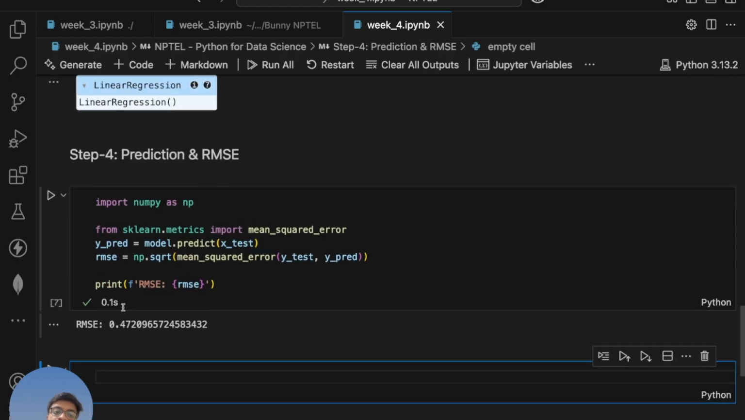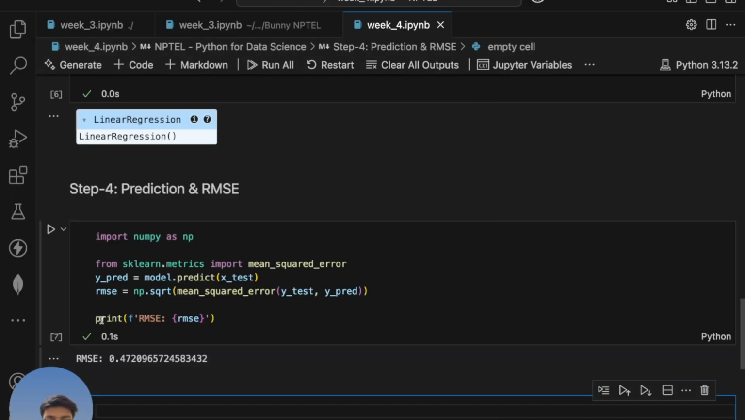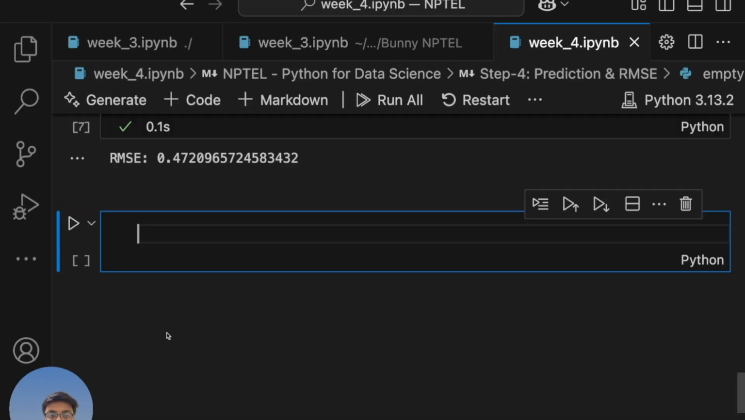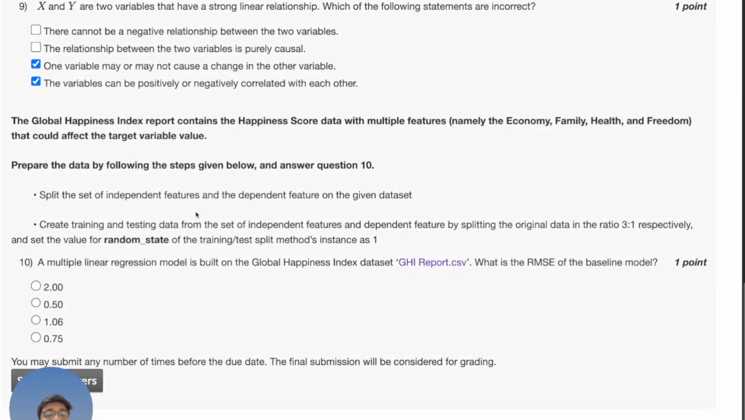This will give 0.47. Okay, according to our answer, just a second, I'll show you. Yeah, we are getting the answer as 0.472009 something, but we are not getting any such option in our options. So what we should do right now is select the nearest option to 0.47, which is 0.05.